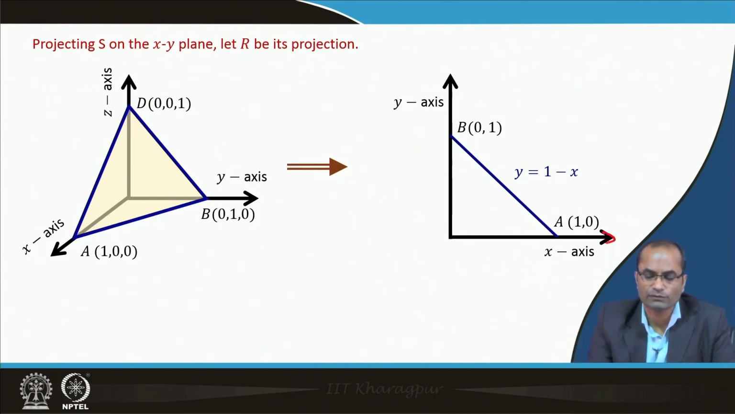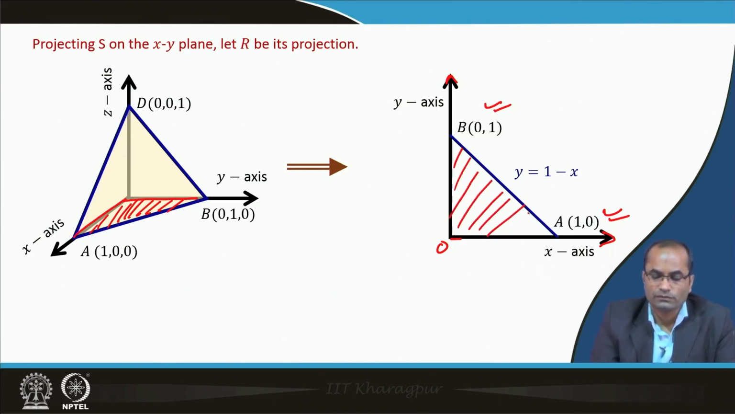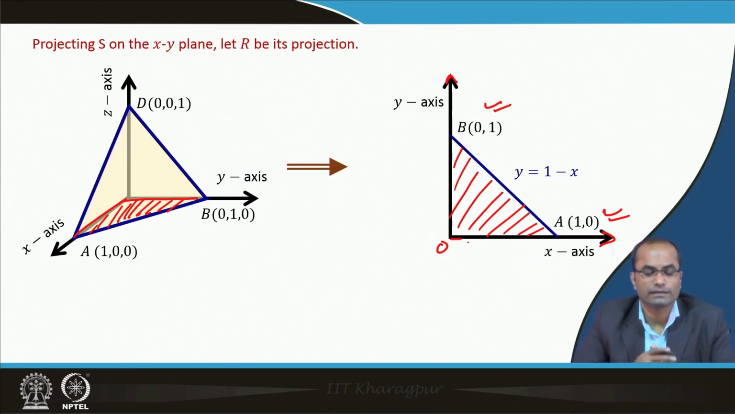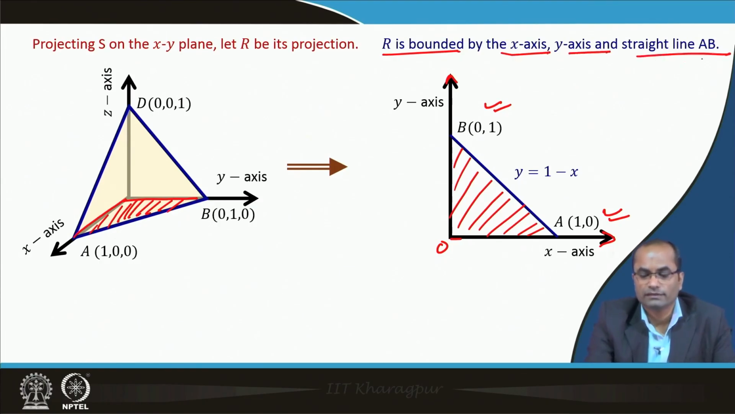So, if we do it in the xy plane, then we are getting this triangle there. In the xy plane, if we project the whole surface, it will just be a triangle. Just for demonstration we have taken that triangle here. This triangle has the points 1 0 and 0 1. So, this is the region where we will integrate that surface integral. R is bounded by the x axis, y axis and the straight line AB. So, this is our R, the projection R, and the perpendicular to this R is going to be again K.